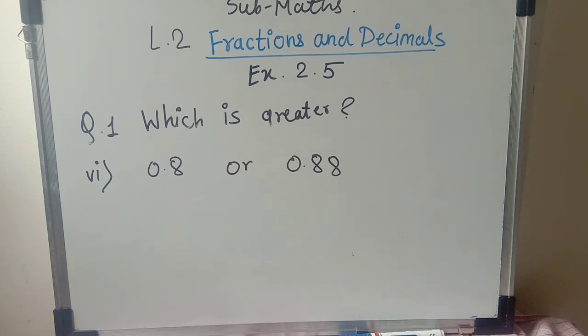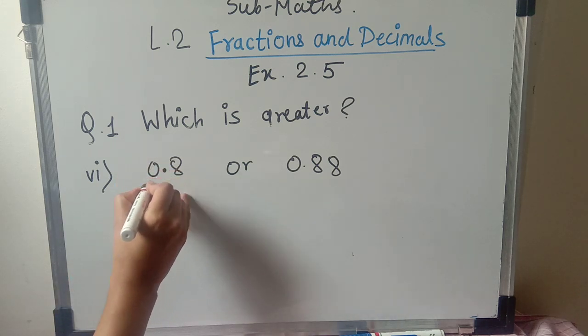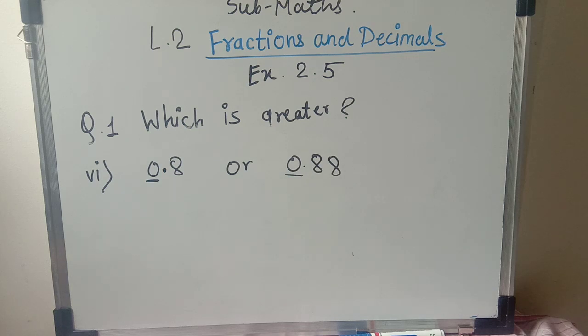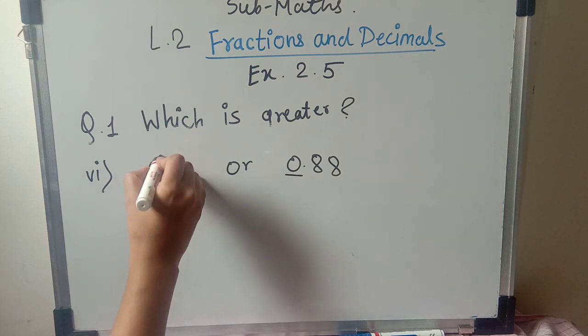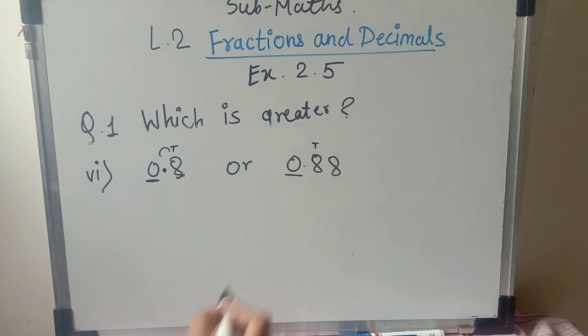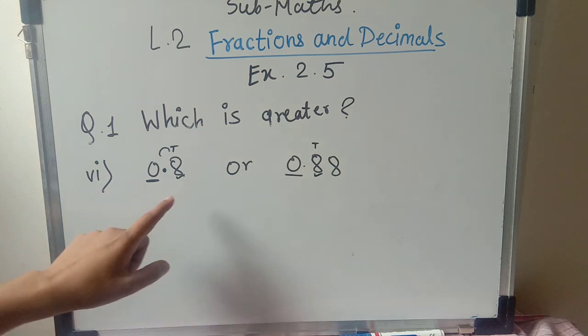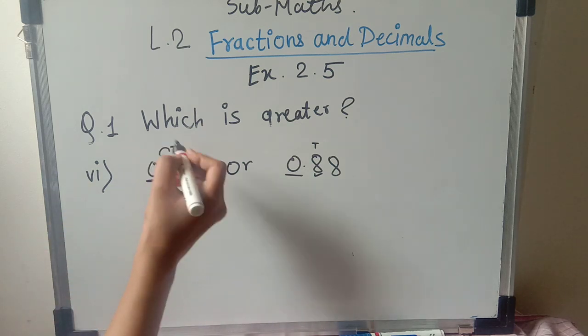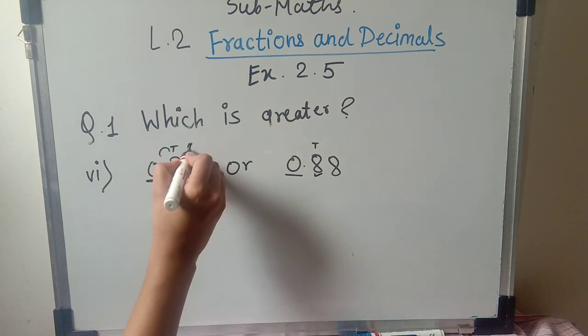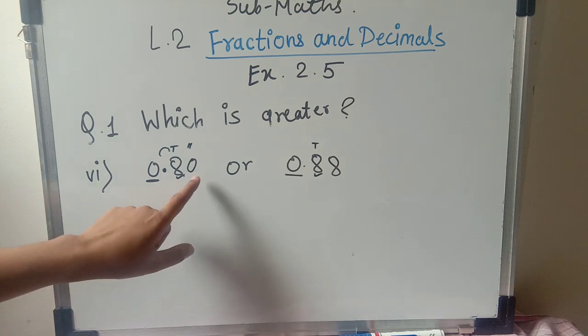So just go with the simple way: we see which numbers are before the decimal. Zeros are there, which means both numbers are equal. So what we have to do, we have to move to the 10th place. Here on the 10th place 8 is there and here 8 is there. But in the first number on the 100th place, there is no 100th place, so it means there is a 0.